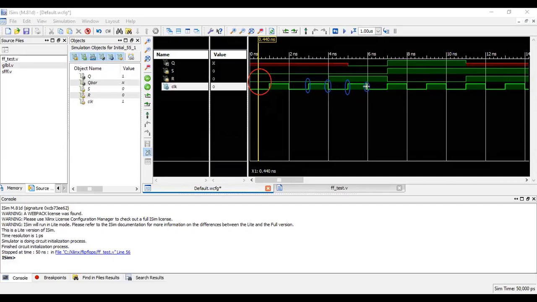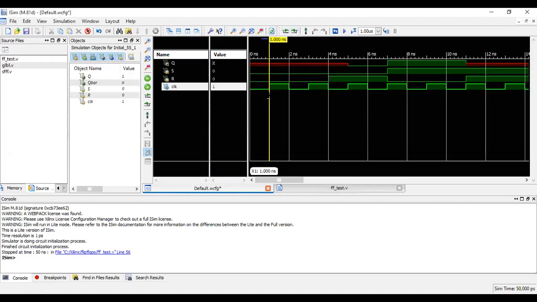Now when is our flip-flop working? A flip-flop will generate the outputs only during the positive edge of the clock. So first you have to check for the positive edge of the clock and then you have to see whether you're getting the correct outputs. So first, where is our positive edge? This is the negative edge, so the next one is our positive edge. See, is this the positive edge? Yes, this is the positive edge.